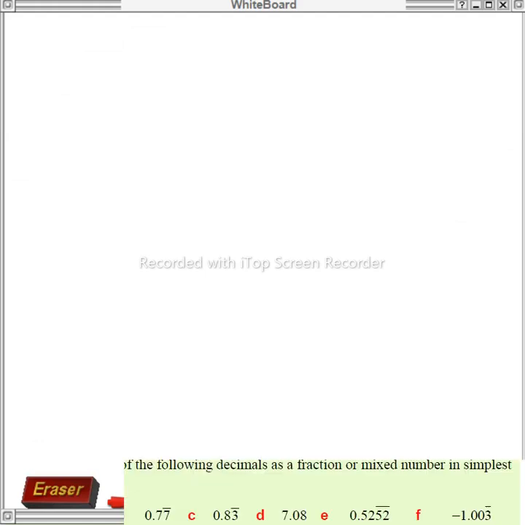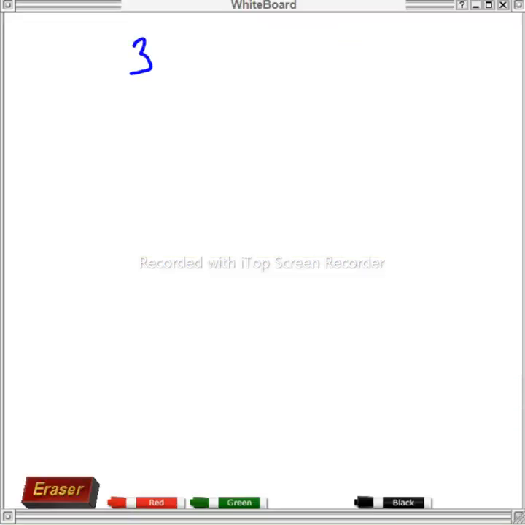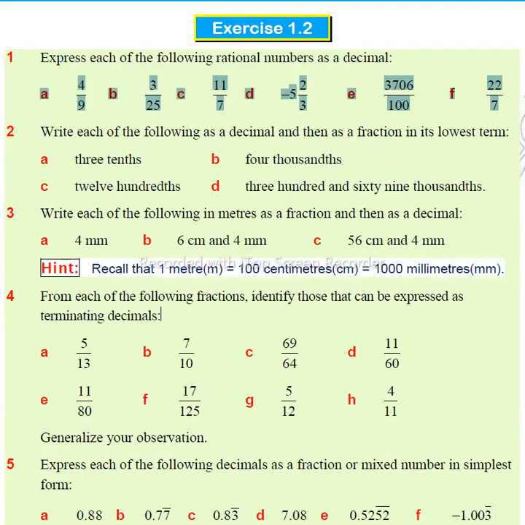The question says 3 tenths means 3 over 10. This gives us 0.3. This is a decimal number. The fraction is already in simplified form. So A is already simplified.